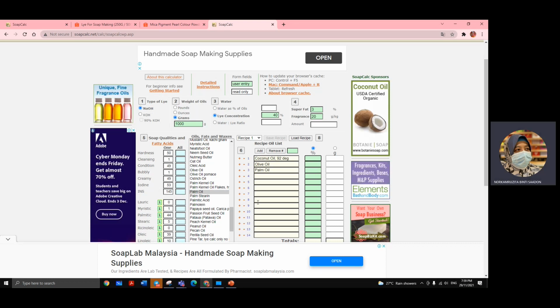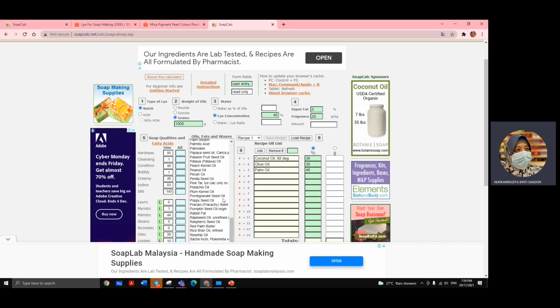Let's say I would like to have my soap to be bubbly. Just check. Let's say I put 30% here. And then palm oil, I put there 40%. And then the rest of it is the olive oil, 30%. So by having that, take a look here. What we have.